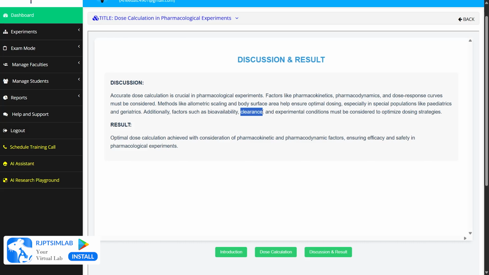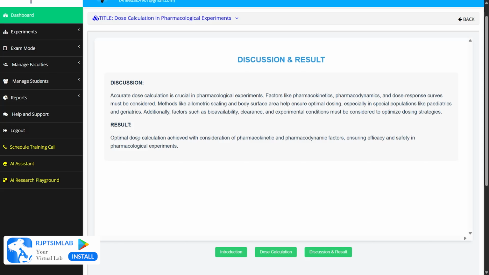Then the clearance. Clearance is the removal of the drug from the renal portion and the hepatic excretion portion. If the clearance of the patient is not good, it will affect the dosing also, because if it does not excrete the drug, it will increase the amount of drug in the systemic circulation and it will increase the toxicity level. And then the experimental conditions. We can consider experimental conditions such as the temperature of the body or the diseased condition of the body. These are the factors that we have to consider to optimize the dosing strategies.